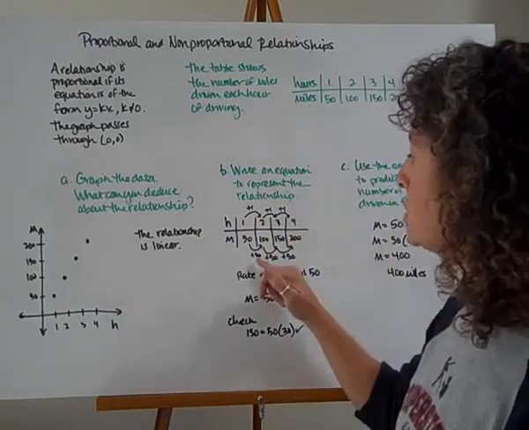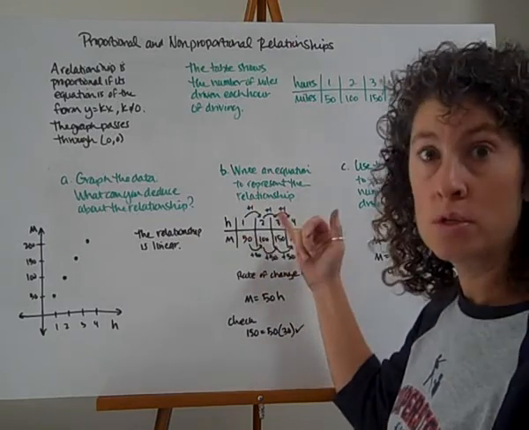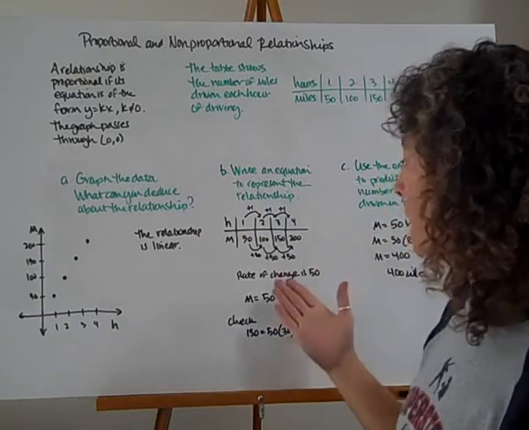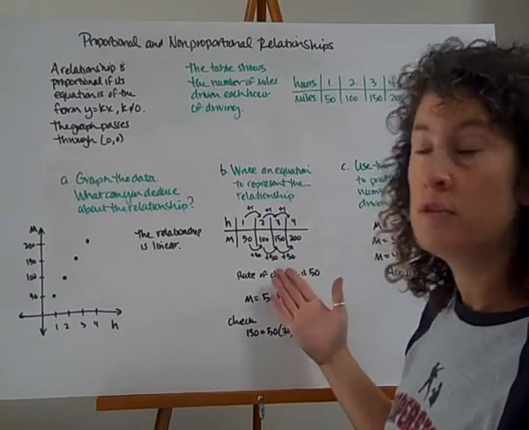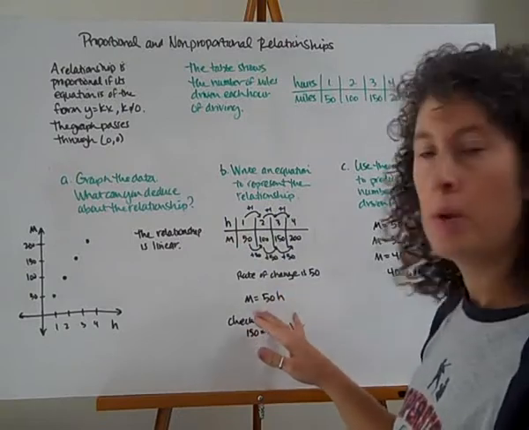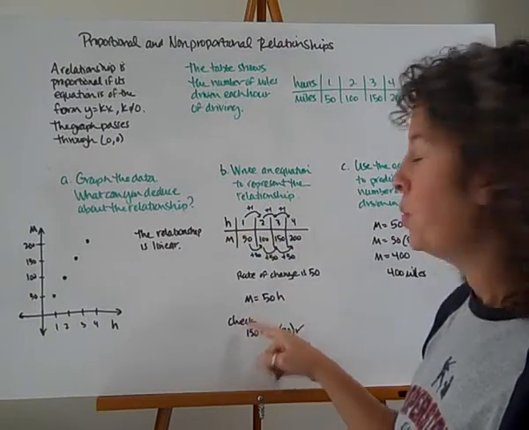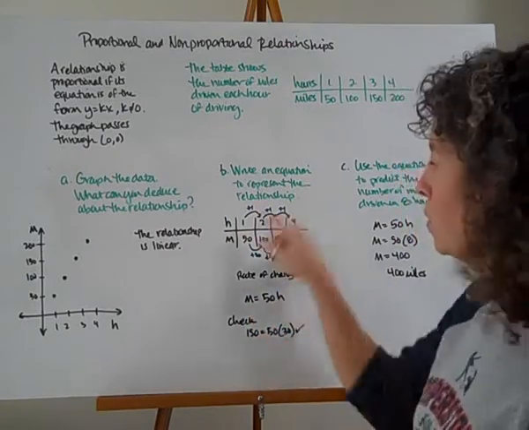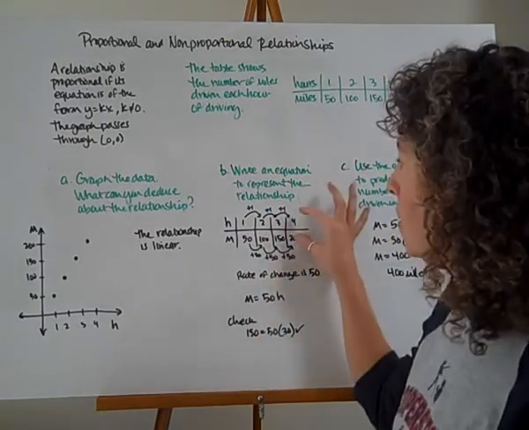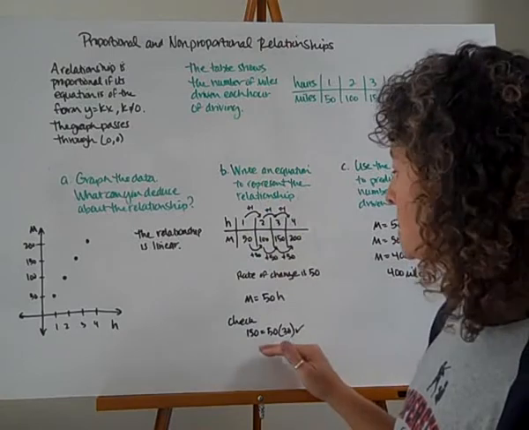So the rate of change here is always 50. We've got 50 divided by 1, which is 50. 50 divided by 1, I have a consistent rate of change of 50. So I know my rate of change is 50. Rate of change is the same as that k, that constant. So I can plug that into my equation, that my m, my output, equals 50 times h. Whenever I create an equation, I always want to go back and check it with all of the numbers that I've been given. So I'm going to test that out.